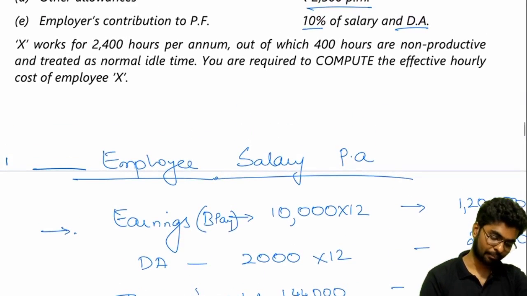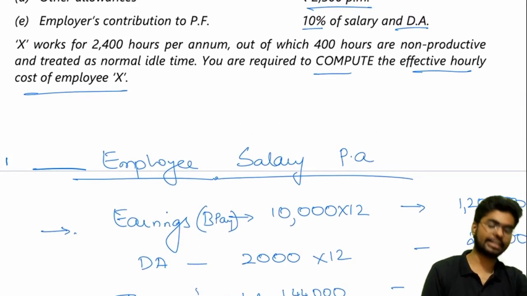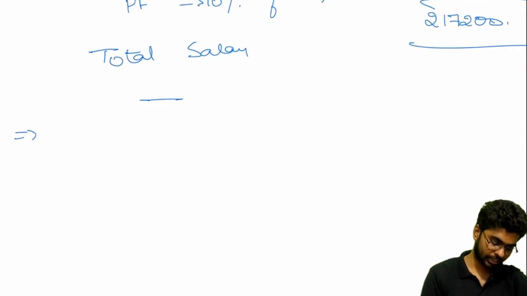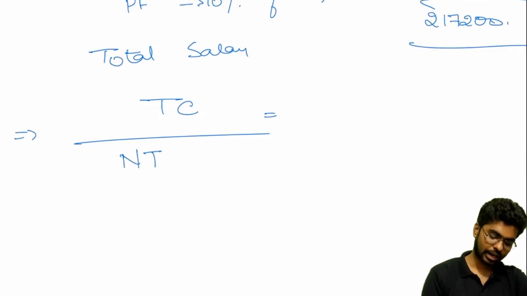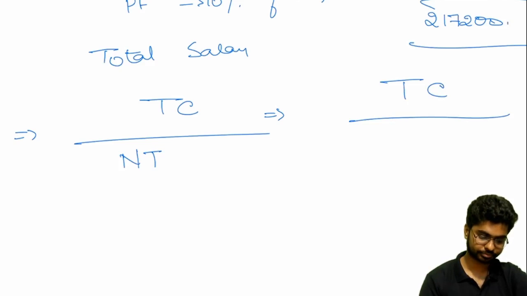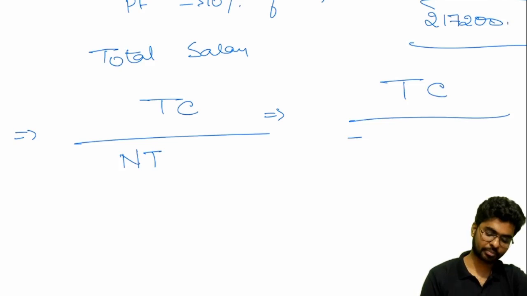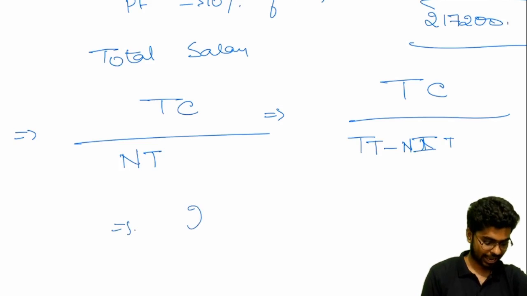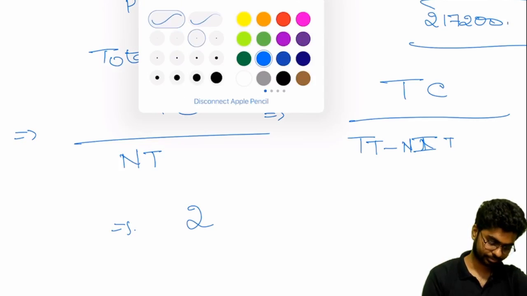They are saying compute the effective hourly cost. To find the effective hourly cost, I know it has to be total cost divided by normal time. And how do I calculate normal time, friends? Total cost divided by total time minus normal idle time. Yes or no? What is my total cost? I calculated it is 217.